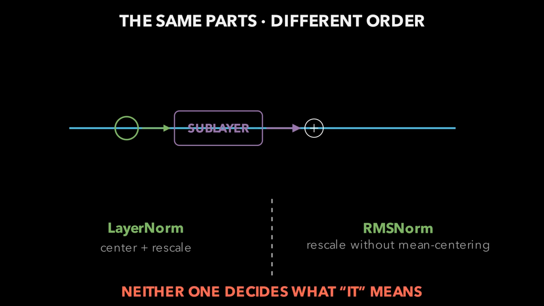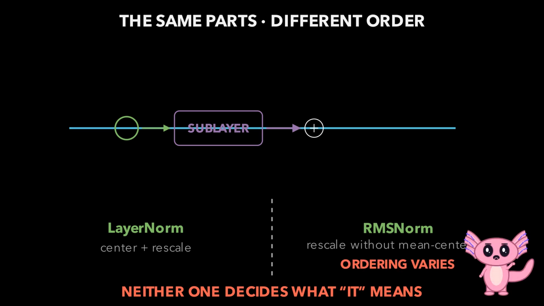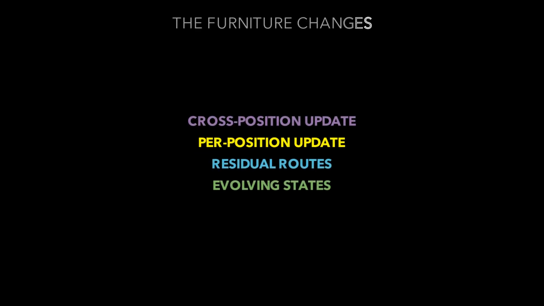LayerNorm and RMSNorm also differ internally. LayerNorm centers and rescales features. RMSNorm rescales them without the same mean centering step. The distinction matters, but neither operation is a semantic judge. Normalization does not decide that "it" means piano. It prepares activation patterns for the learned sublayers around it. The furniture changed between architectures.